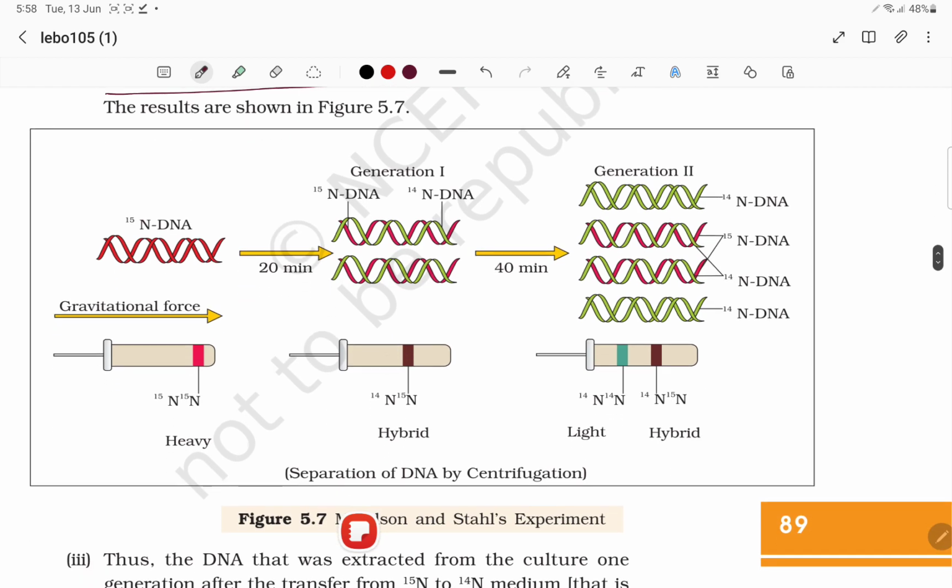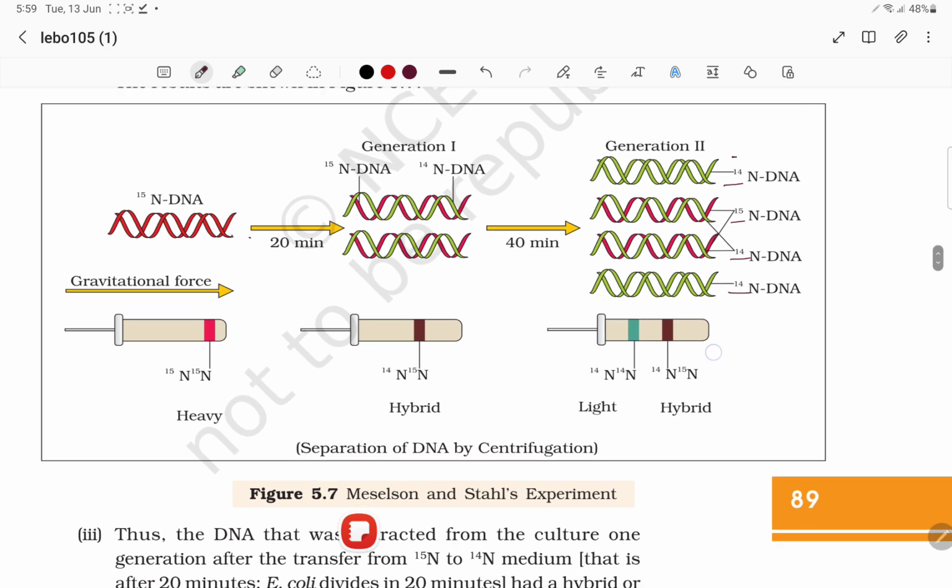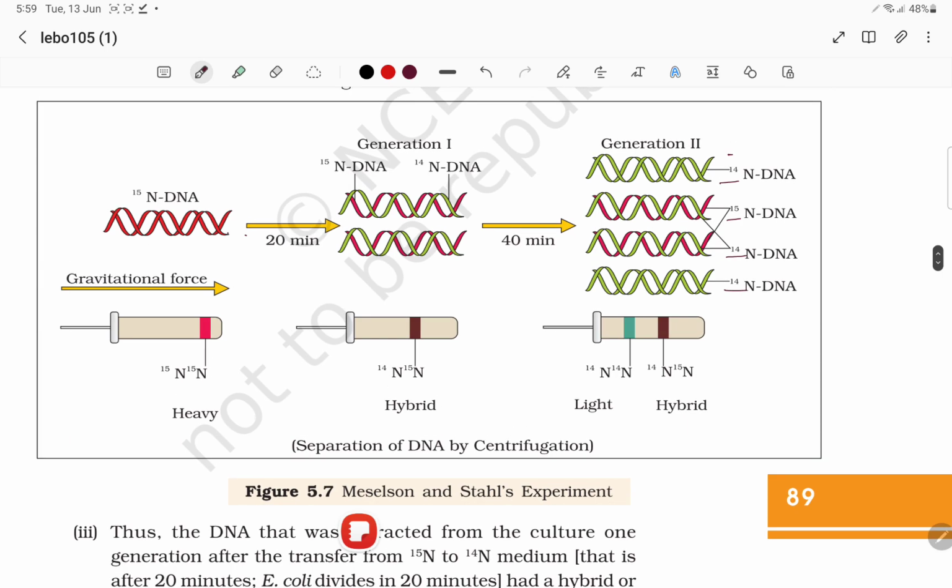Here they grew the bacteria in N15, and then transferred them to N14. In the first generation, they got the hybrids. In the next generation, they got the pure form of N14 and hybrids again. In this way, N15 is maintained from generation to generation, and they came to know it is semi-conservative. This is after 20 minutes. After 40 minutes, this is the resultant.